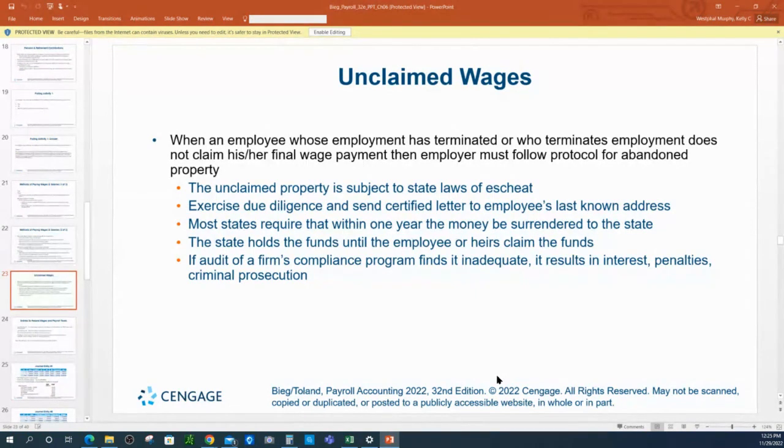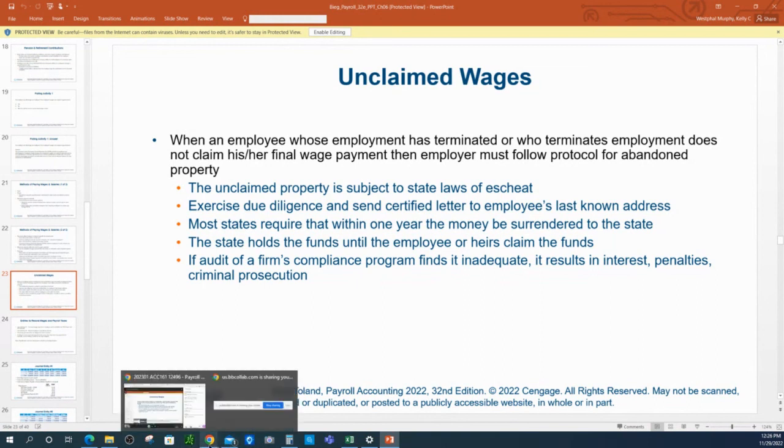After 1 year, though, if the employee still has not cashed that check and has not claimed it, then the money has to be surrendered to the state. What does the state do with it? The state then attempts to locate the employee. And the state of Iowa has, maybe some of you have heard of this.